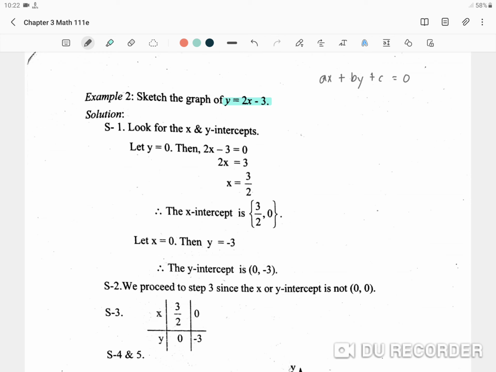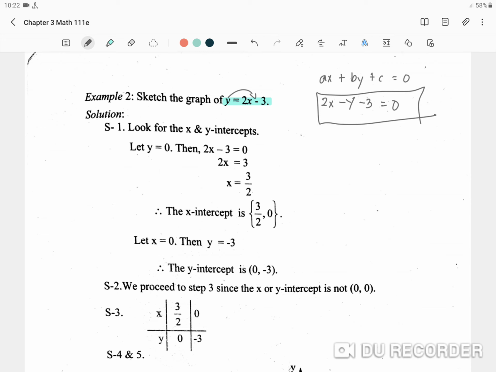So, from y is equal to 2x minus 3, unahin natin yung 2x, tapos yung y natin, i-transpose natin dito sa kabila, so that is negative y, tapos yung constant, negative 3 pa rin yan, is equal to 0. Yan ngayon yung magiging itsura natin. Okay, that is our standard form.